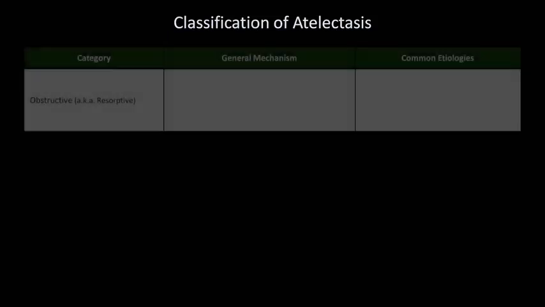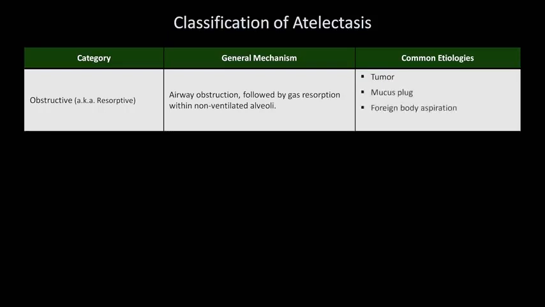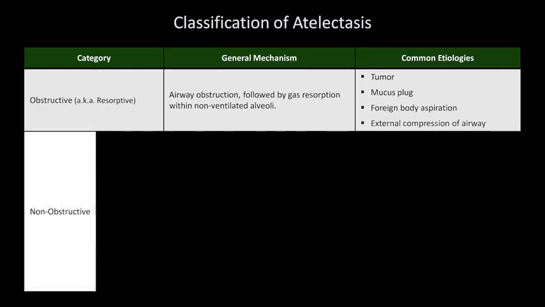The most common clinically relevant form of atelectasis is called obstructive atelectasis, or sometimes resorptive atelectasis. The trigger for obstructive atelectasis is airway obstruction, which is then followed by gradual gas resorption within non-ventilated alveoli. Etiologies of obstructive atelectasis include tumor, mucus plug, foreign body aspiration, and external compression of an airway. Then there is non-obstructive atelectasis, which has 4 subtypes.